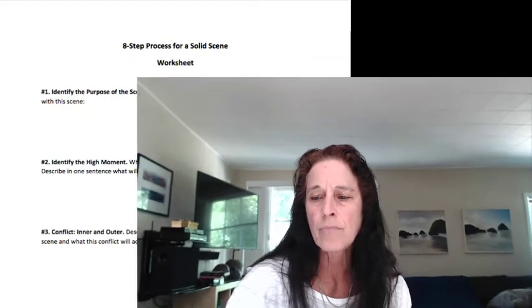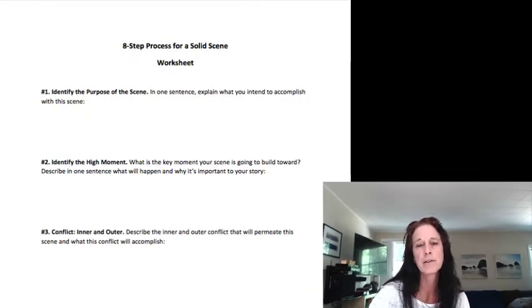So we're going to start by taking a look at one of my worksheets. And I'm going to pull it up on the camera for you so that you can take a look at it as I talk about it. But let's go through some of this. It's called 8-Step Process for a Solid Scene, or 8 Steps to a Perfect Scene.